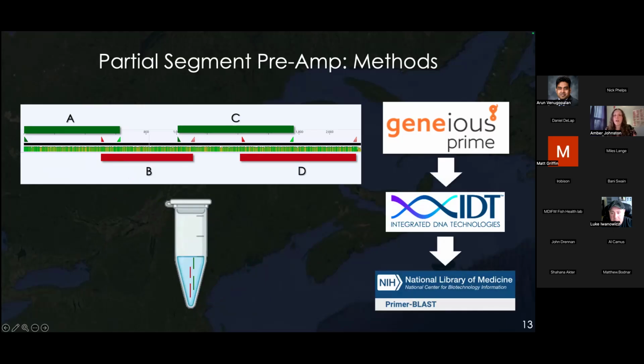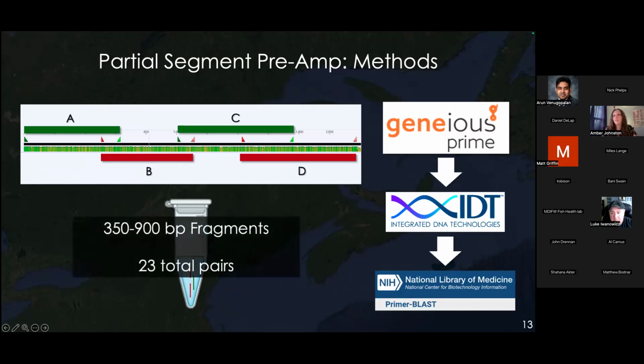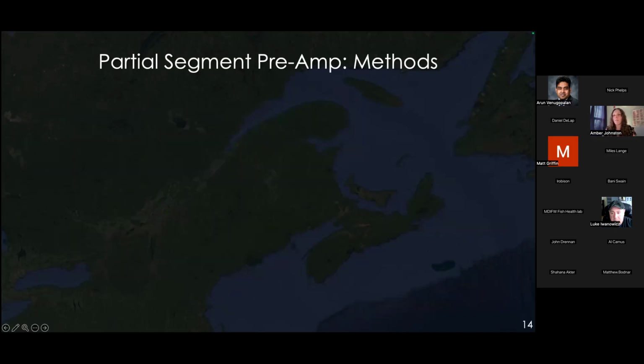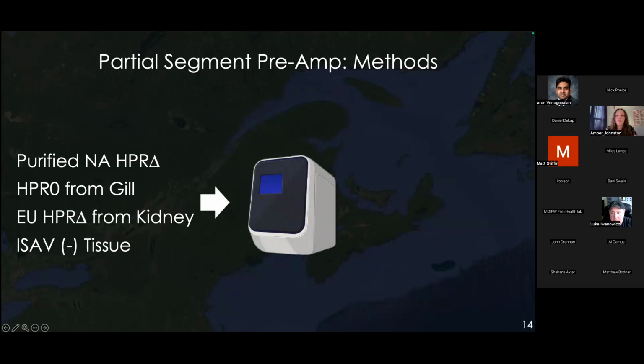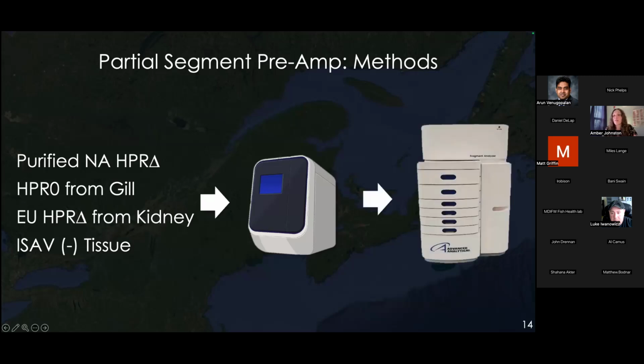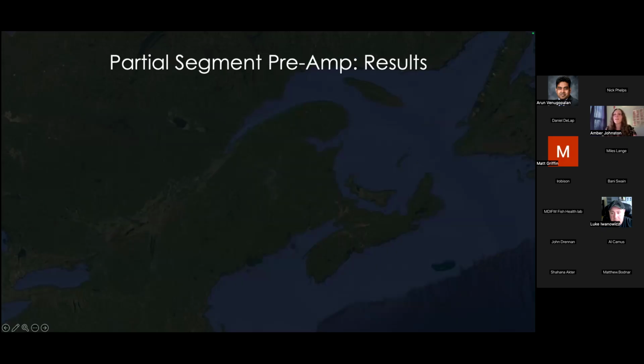Similarly, after creating these primers, they were all screened for quality and specificity using IDT OligoAnalyzer and NCBI Primer-BLAST. Overall, this process yielded about 23 different primer pairs that ranged in amplicon lengths of 350 to 900 base pairs. I tested these primers on North American HPR delete, HPR0, EU HPR delete, and ISAV negative tissue. We similarly amplified each of those cDNA samples with each primer pair individually, and that product was then analyzed using a fragment analyzer.